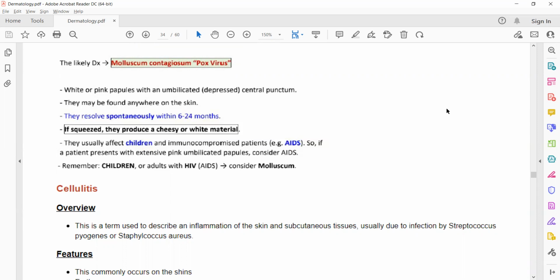So the first line management is always reassurance, right? Because if a condition resolves on its own within a few months, then there is no need for treatment. Okay. So is there recurrence after cryotherapy? No, there is no recurrence after cryotherapy. Okay.